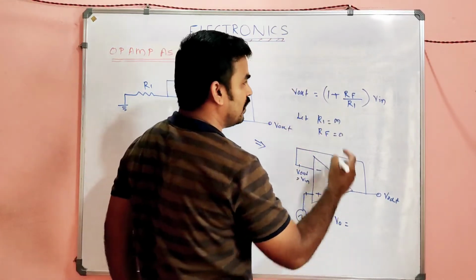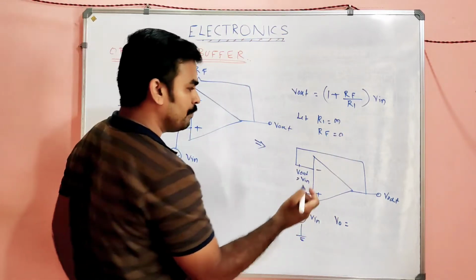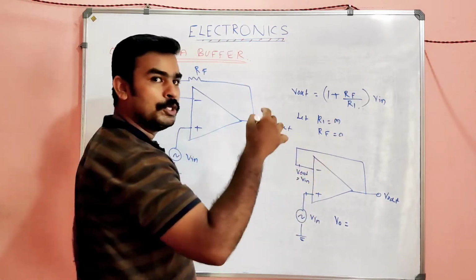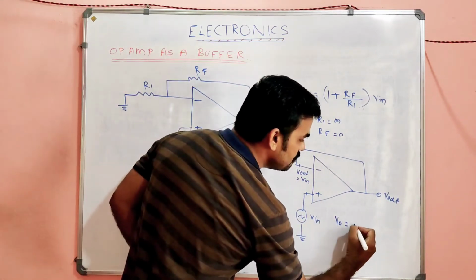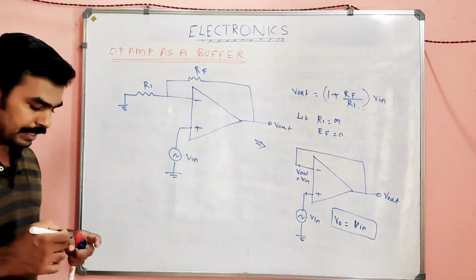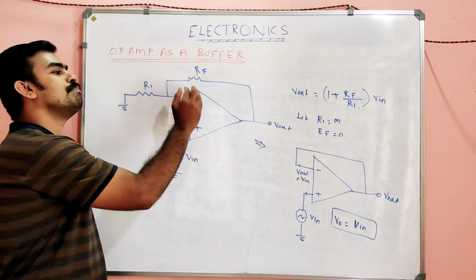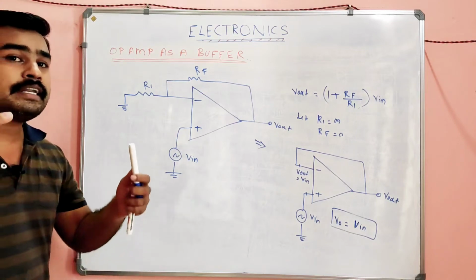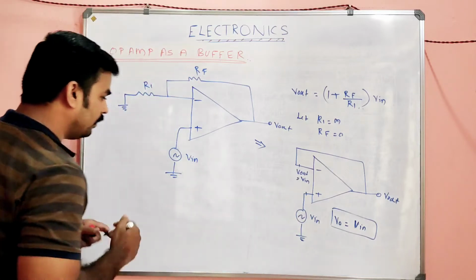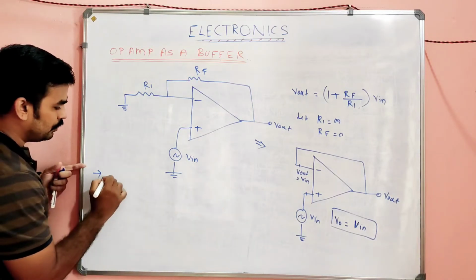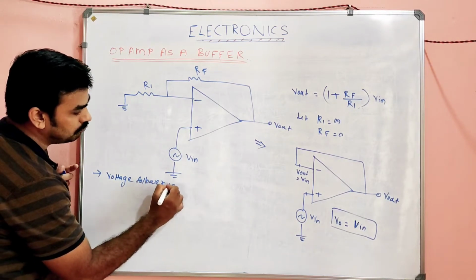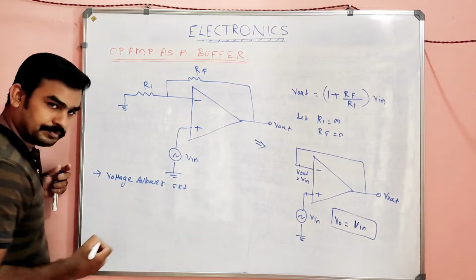Normally our output voltage equation was 1 plus RF by Ri, into V input. Now Ri is equal to infinity, my dear. So the denominator will be infinity and the numerator will be 0. 0 by infinity will be 0. So it will be simply V input. Am I right? So what did we do here? We simply converted the normal non-inverting amplifier using op-amp into the voltage follower circuit. This is called the voltage follower circuit. Is it clear?